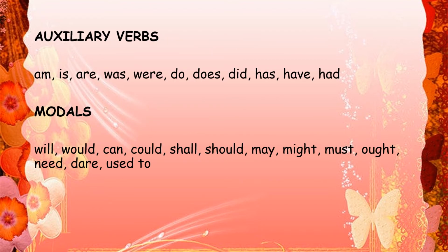Now we have two more types of verbs, that is auxiliary verbs and modals. Auxiliary verbs and modals, these are helping words which are used along with the main verb. So auxiliary verbs are am, is, are, was, were, do, does, did, has, have, had. And the modals are will, would, can, could, shall, should, may, might, must, ought, need, dare, used to.